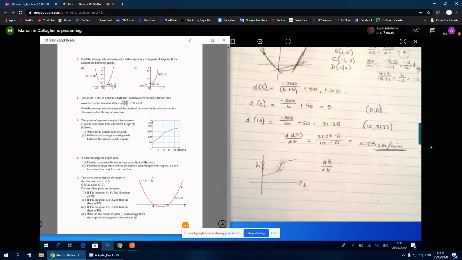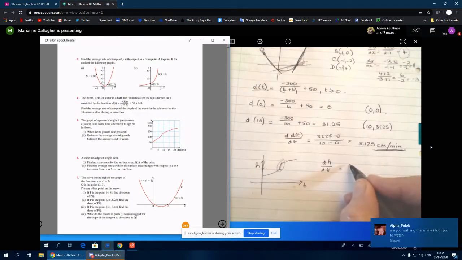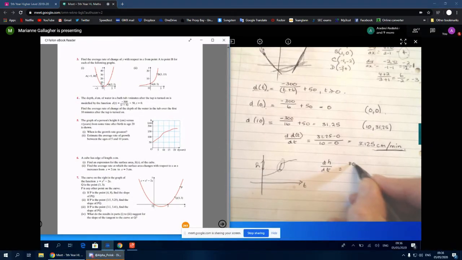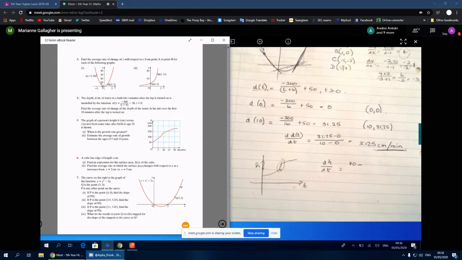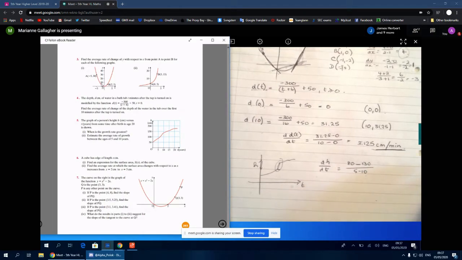Okay, and they say between ages 5 and 10 years. So at 5 years, it looks to be about 80 maybe. Okay, does that make sense? And at 10 years, it looks to be about 130. And then we have 5. So you could do this the other way around here. You could do 130 minus 80 over 10 minus 5. Is that okay?